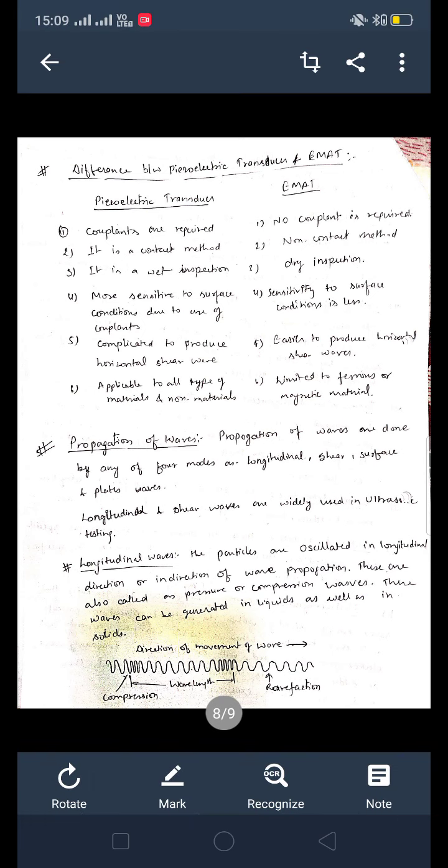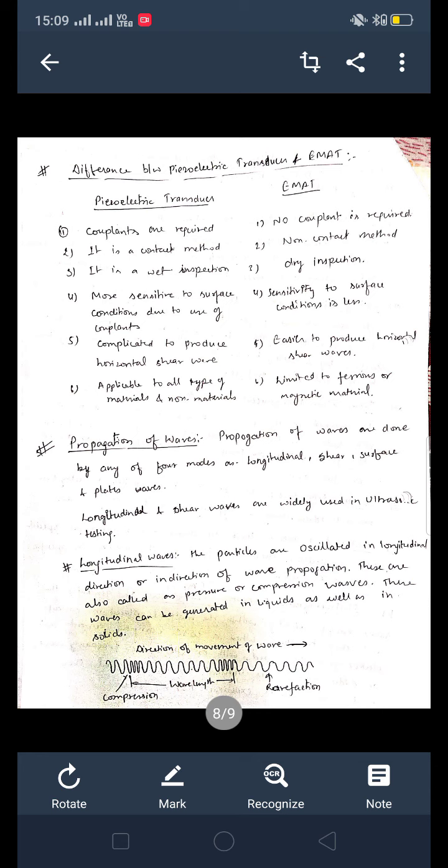Because a couplant comes into contact and because of this it is much more sensitive. According to the surface condition, if the surface condition is dry it is not used, but when the surface contains some moisture, then you prefer it for testing the defects of the material.